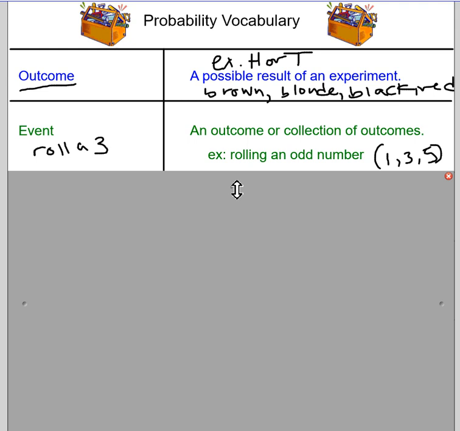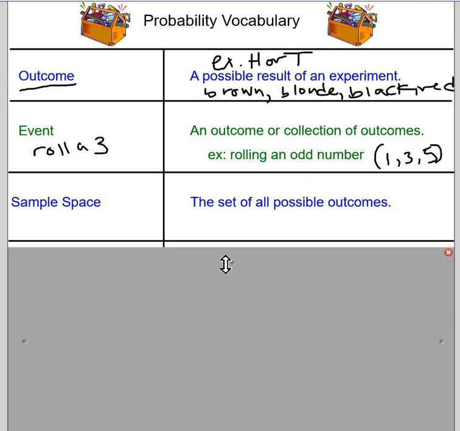All right? Next vocab word is sample space. The sample space is the set of all possible outcomes. So typically when we list our sample space, we're listing all possible outcomes, and we typically list it in what's called a curly bracket. I know sometimes those are hard to make, just do the best you can. But if I'm talking about rolling a die, the sample space would be rolling a 1, a 2, a 3, a 4, a 5, or a 6, right?